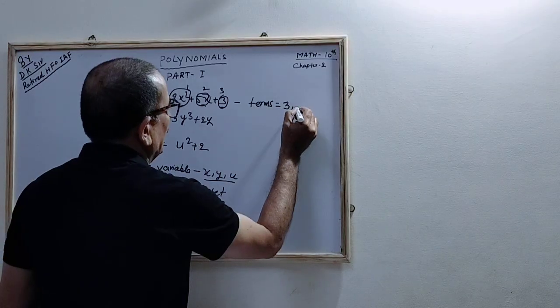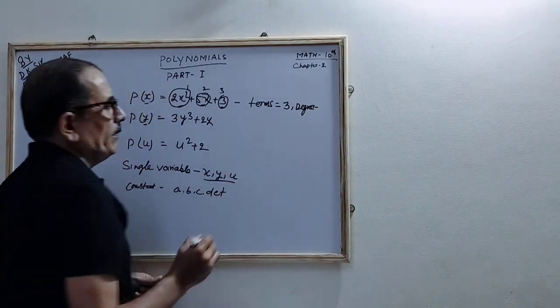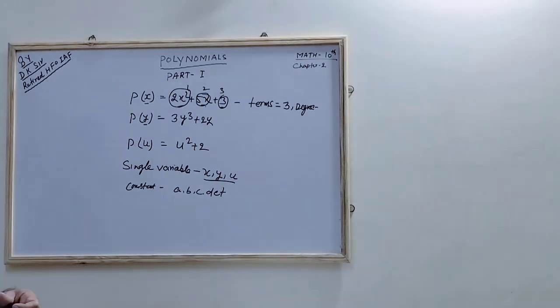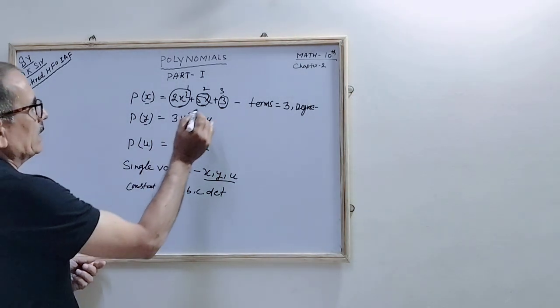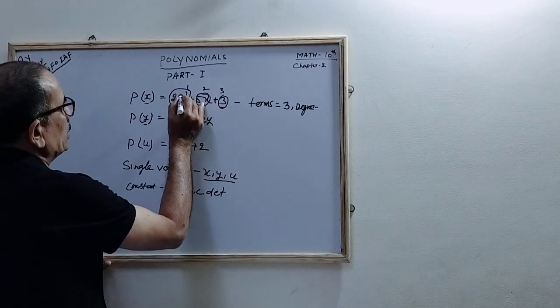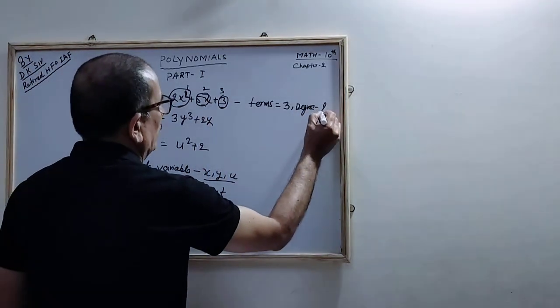Now what about the degree? What is the degree? Degree means the exponent or the power of the variable, that is, the maximum power. In this case, the maximum power is 2. Correct? So the degree will be 2.